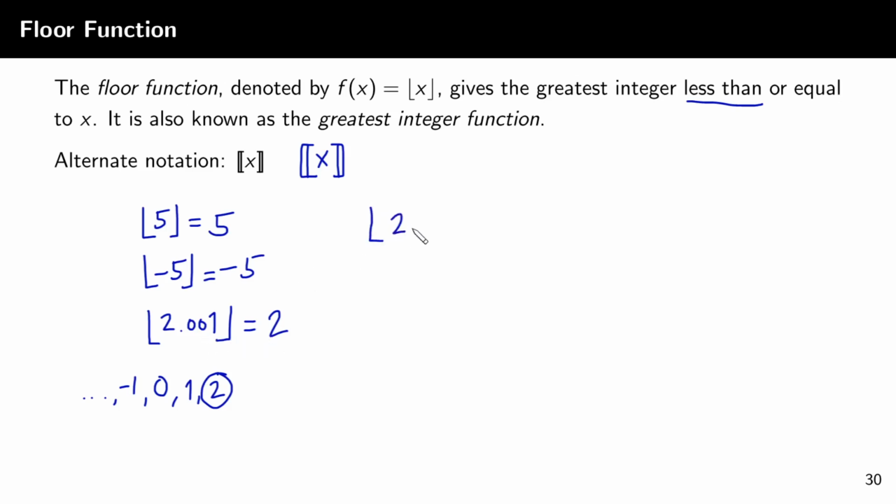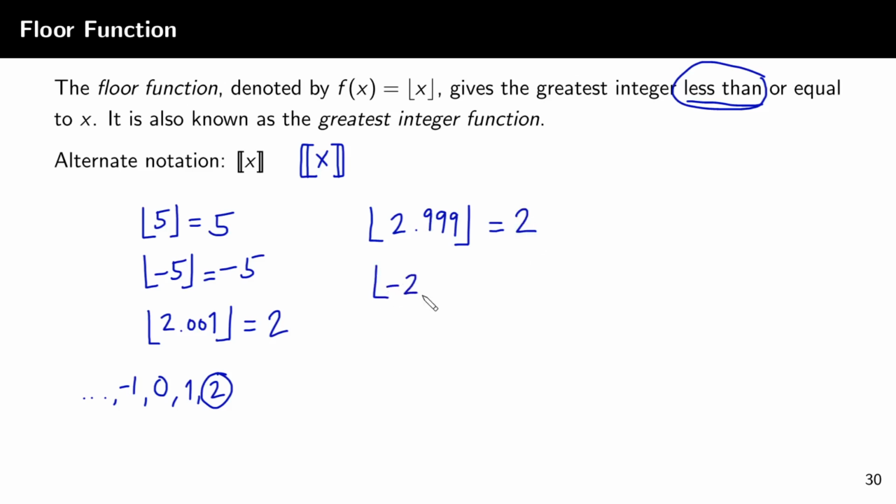Ngayon, kung 2.99 naman, or 2.999, well, yung number 3 kasi hindi siya pasok. Kasi ito lang yung hinahanap natin. Less than. So, ganun din. Ang pinakamalaking integer na mas maliit or equal sa 2.999 ay 2 din.